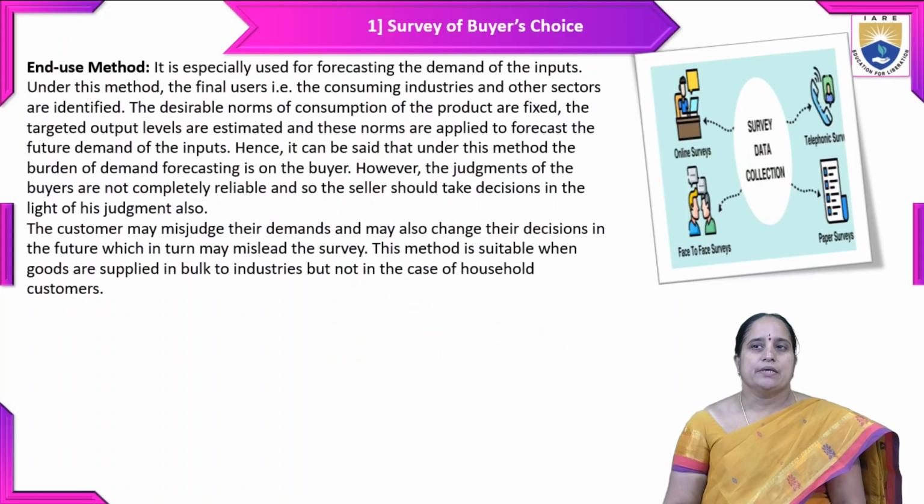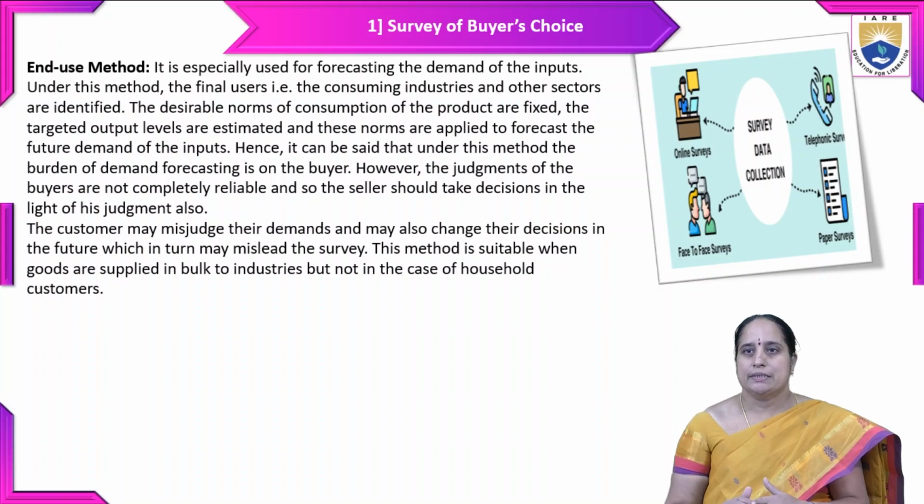And the third method is the end use method. It is especially used for forecasting the demand of the inputs. Under this method, the final users, that is the consuming industries and other sectors, are identified. The desirable norms of consumption of the product are fixed and targeted output levels are estimated, and these norms are applied to forecast the future demand of the inputs.